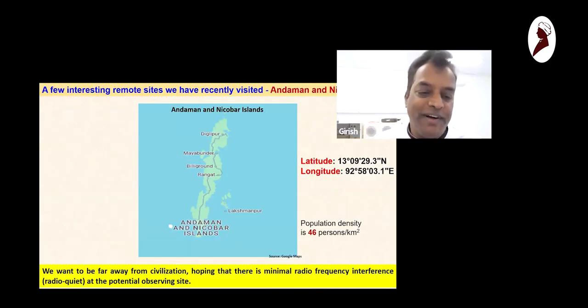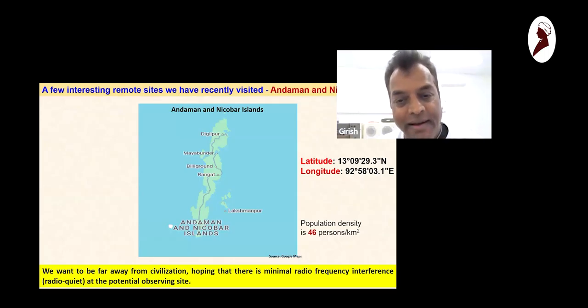So in our pursuit of finding a remote site, we went to the Andaman and Nicobar Islands once, about 30 kilometers from Port Blair, Sri Vijayapuram now. And then we deployed our RFI recording system. Okay. So the title of the talk was about SARAS at various latitudes and altitudes. So please keep an eye on the latitudes.